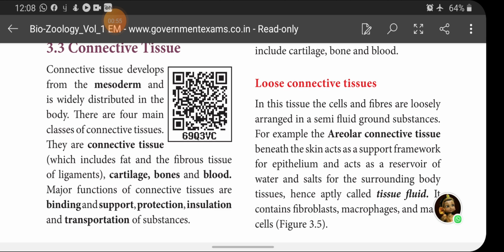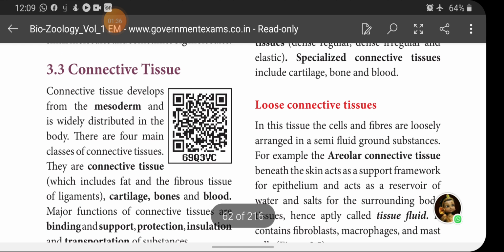Regarding embryological origin, connective tissue is developed from the mesoderm. There are three germ layers in the development of the embryo: ectoderm, endoderm, mesoderm. These connective tissues are developed from the mesodermal cells of the embryological layer. And there are four main types of connective tissue seen in our body. One is connective tissue proper, which includes fat and fibrous tissues of ligaments. Second is cartilage, third is bones, and fourth is blood. And its functions are binding and support, protection, insulation and transportation of substances.